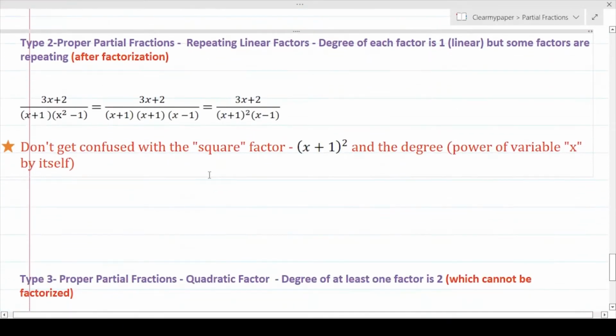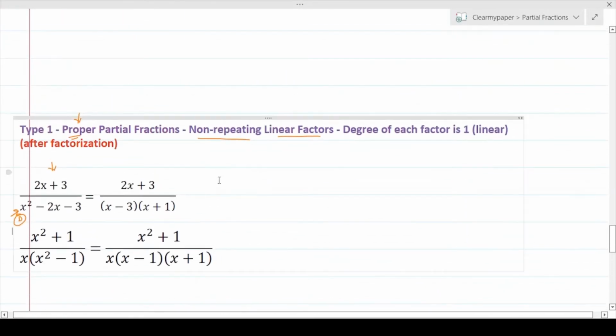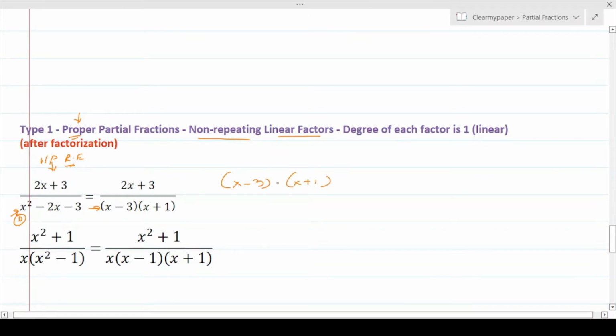So what do we see here in type 1? We see non-repeating linear factors. What does it mean? We take the given expression. Let's say this was the input rational expression, the input problem. If we check out the denominator, the checkpoint is: can it be factorized? And the answer is yes, because it can be factorized into this format, which is x minus 3 and x plus 1. After doing the factorization, that's the most important thing. That's the reason I put this in red.